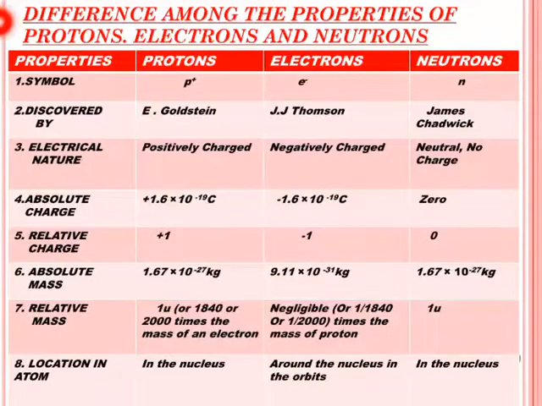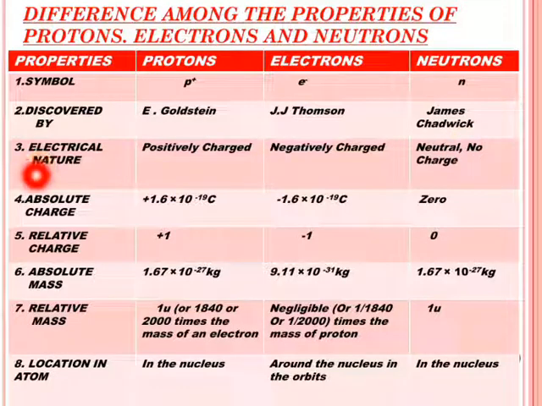Now students, let us see the major difference among the properties of protons, electrons and neutrons. On the basis of symbol, a proton is represented by small p plus, electron small e negative, neutron small letter n. On the basis of discoverer, protons were discovered by E. Goldstein, electrons were discovered by J.J. Thomson, neutrons were discovered by James Chadwick.